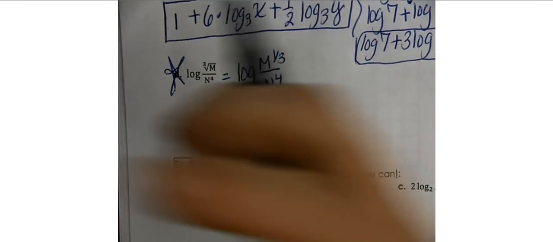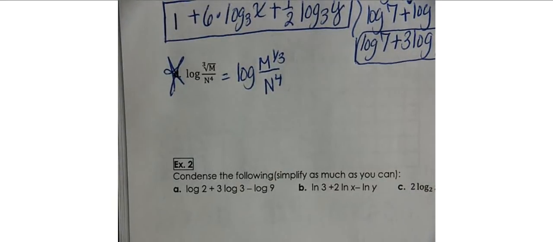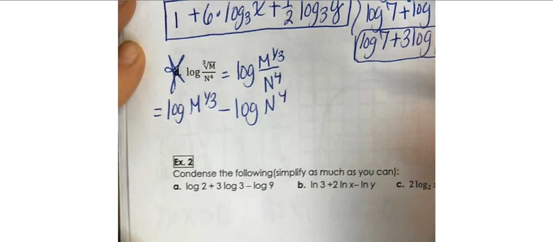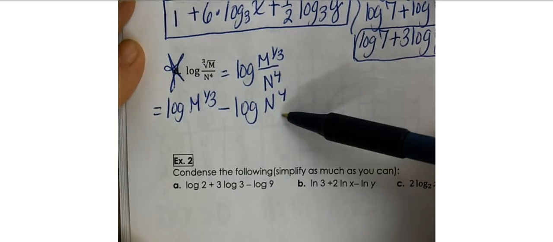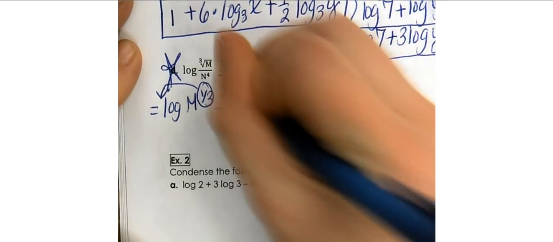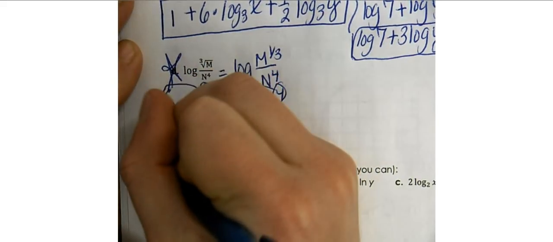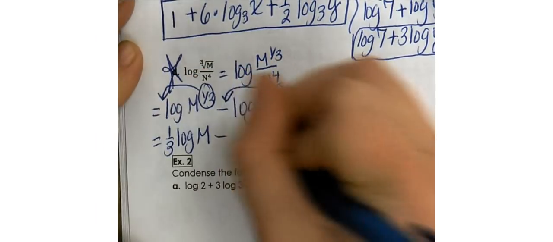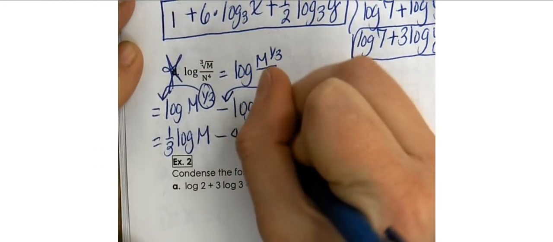So we're going to start off by expanding using subtraction. So this is going to be log of m to the 1/3 power minus log of n to the 4th power. Both of these expressions have exponents, so I'm going to bring those exponents out in front, and my answer is going to be 1/3 times the log of m minus 4 times the log of n, and that is the complete expansion of this logarithm.